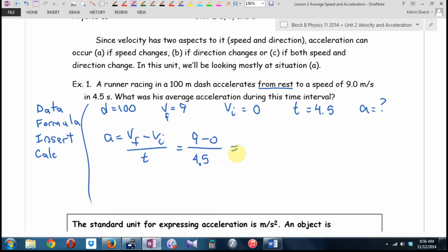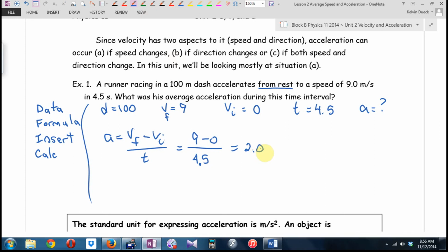Anyone? 2. By the way, how many sig figs? 2, right? 9.0, 2. How many sig figs? 2. Did we divide? How many sig figs should be in my answer? I won't take marks off for sig figs for the rest of the year, aside from the first unit test, but I will always remind you we should technically go like that.